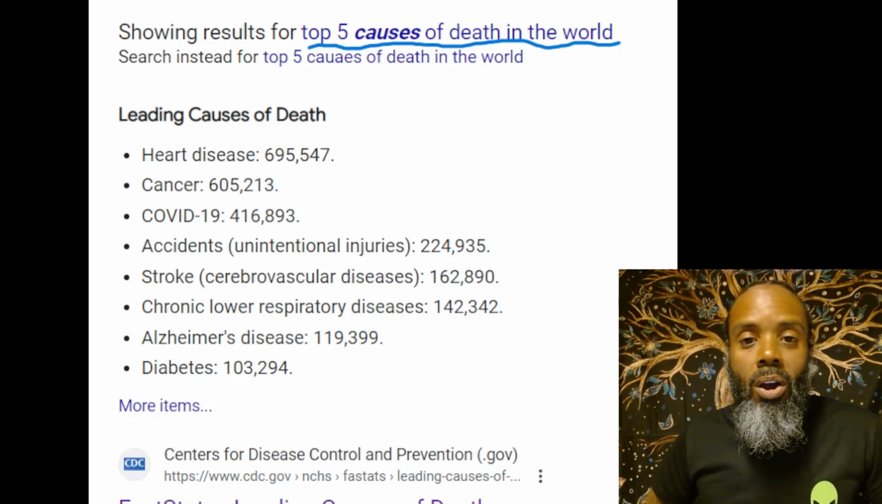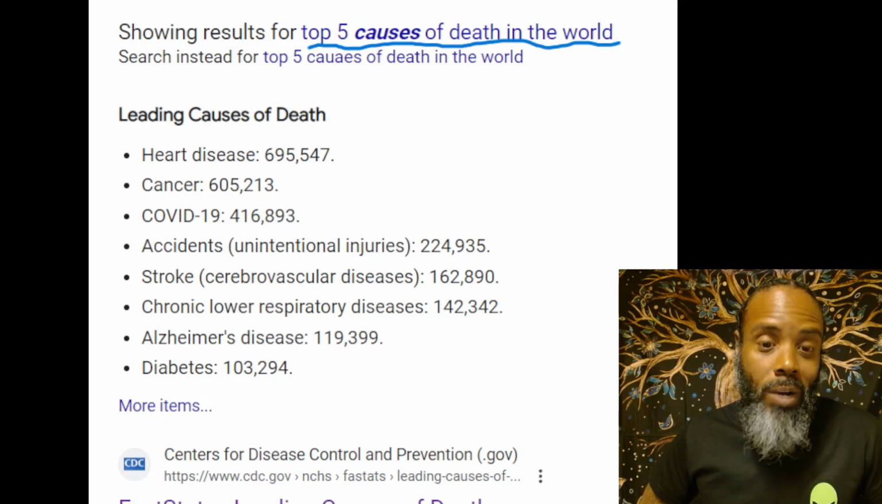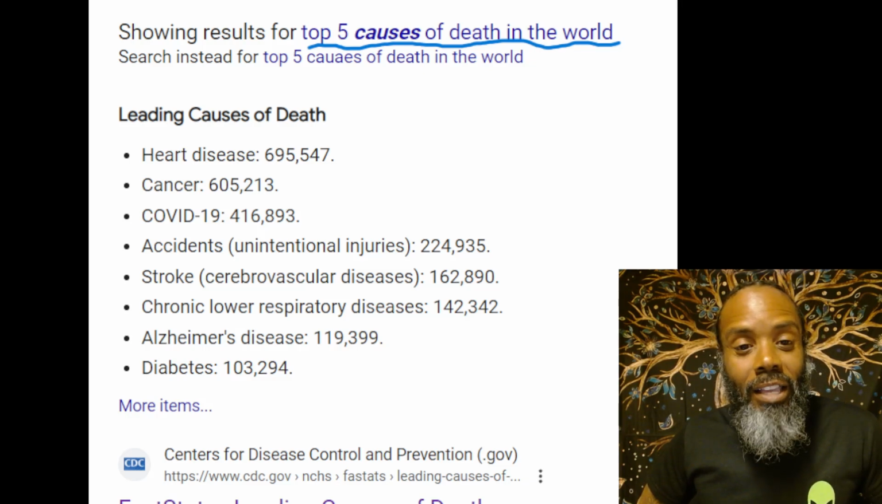Now, these are the supposed top 5 causes of death worldwide. And I don't know why it says top 5 because I'm counting much more than that. But if you look at this, it's pretty much the same. It's saying the same thing.